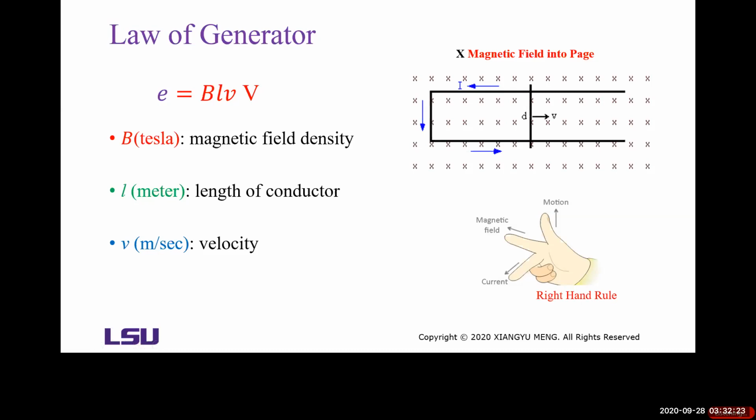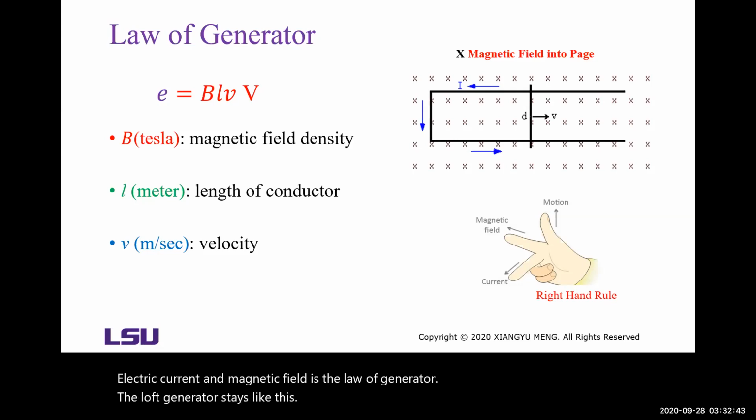Another interaction between electric current and magnetic field is the law of generator. The law of generator states like this: if a conductor is moving in a magnetic field with a velocity v, then there will be voltage being generated across the conductor.